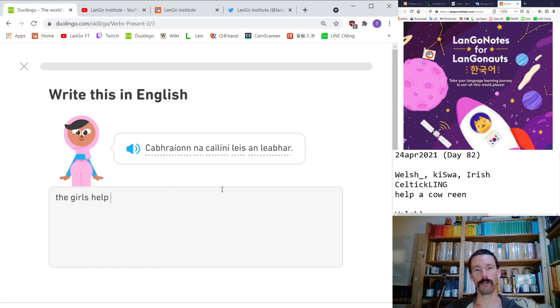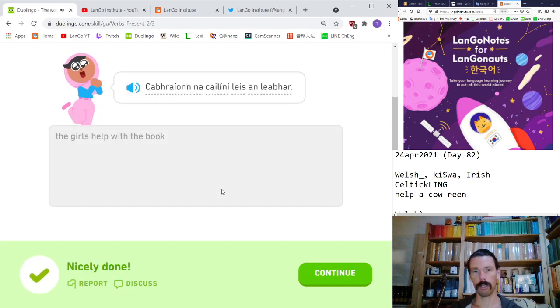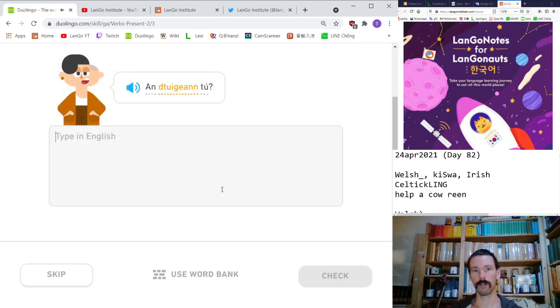Cabhraíonn. There's help. Leis an leabhar, that's definite, with the book. An dtuigeann tú? Tuigeann, understands. Huh. Understand is, can you dig it?